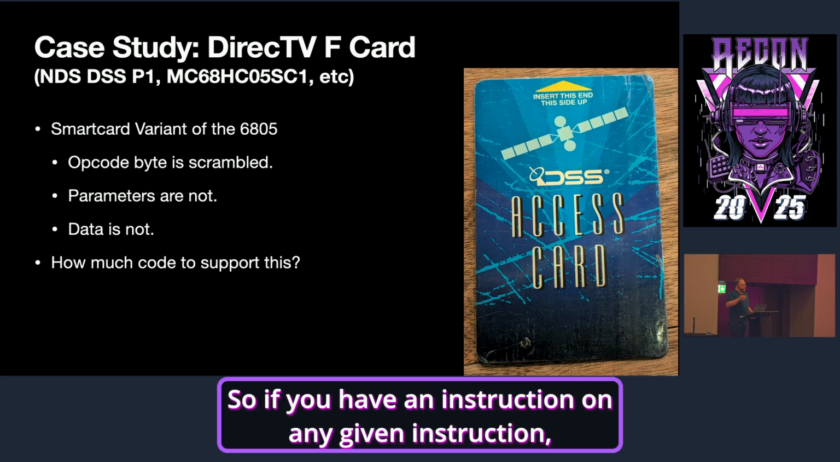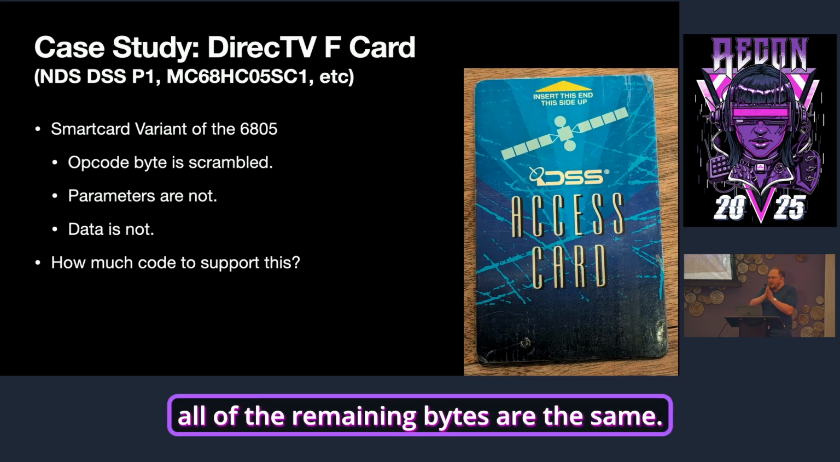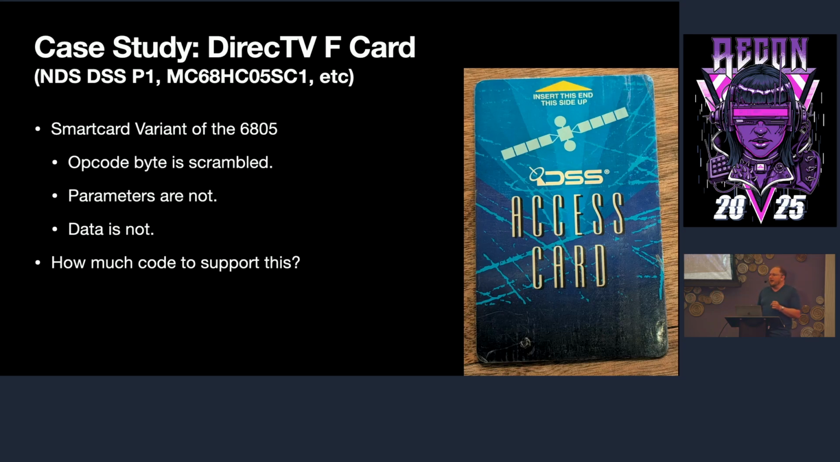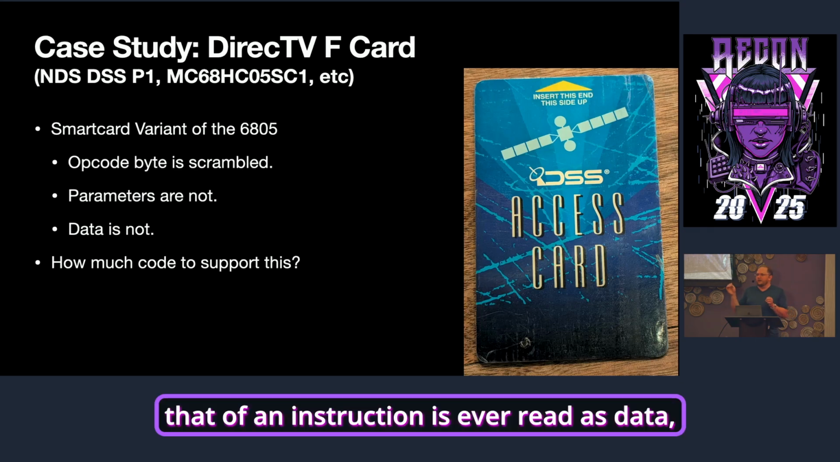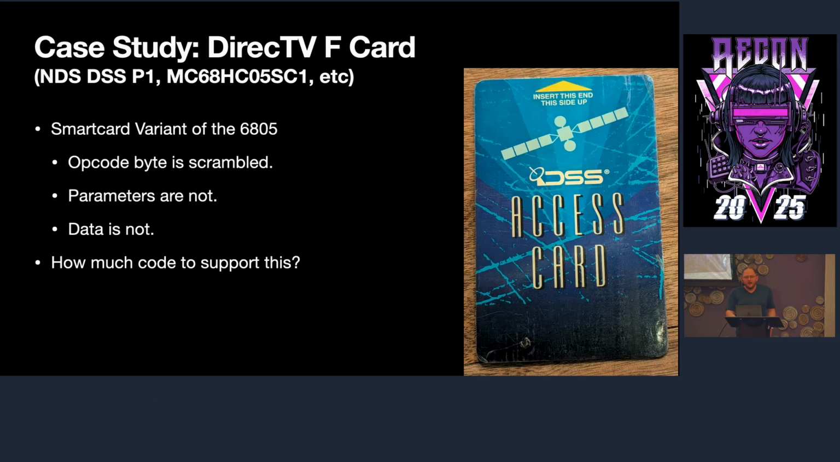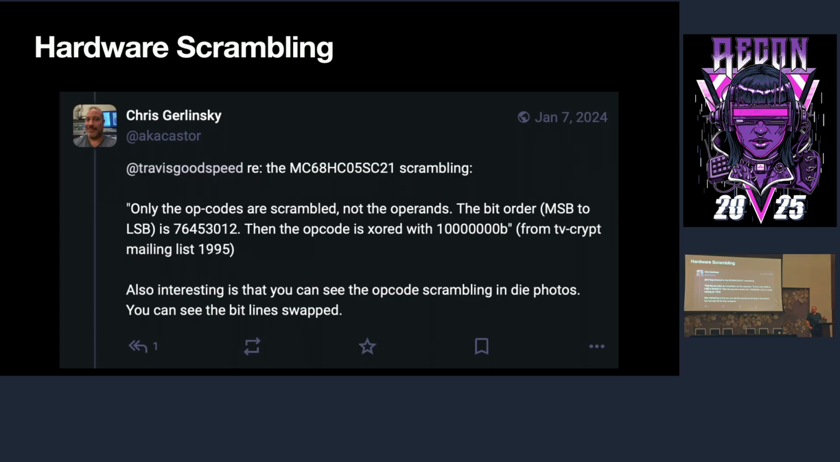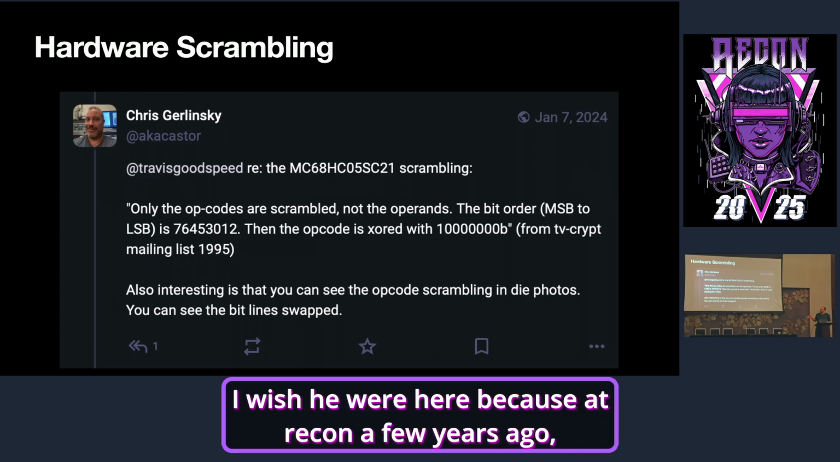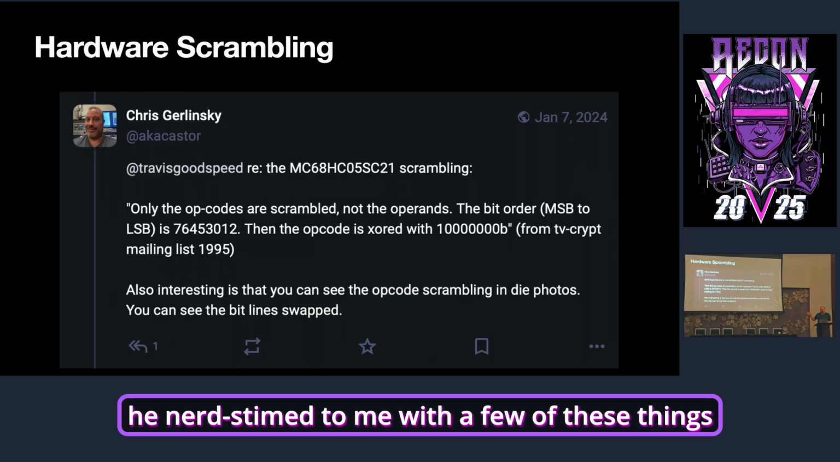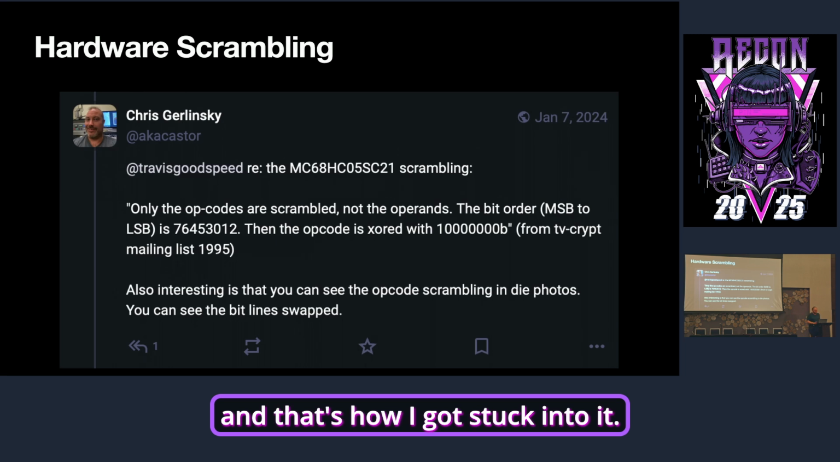So on any given instruction, the first byte looks different, and all of the remaining bytes are the same. And if a byte of an instruction is ever read as data, it is also unscrambled. So Chris Gerlinski, is he here this year? It's a shame. He's a great guy. I wish he were here, because at Recon a few years ago, he nerd sniped me with a few of these things, and that's how I got stuck into it.